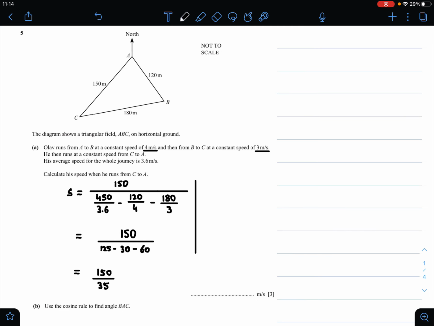Therefore your final answer for part A would be 150 divided by 35, which is equal to 4.285714. Since we need to give our answer in three significant figures, your final answer will be 4.29 meters per second. This is because the fourth significant figure, which is 5 in this case, is greater than or equal to 5, so it will round off the 8 to the next number. So 4.29 meters per second will be our final answer for part A.